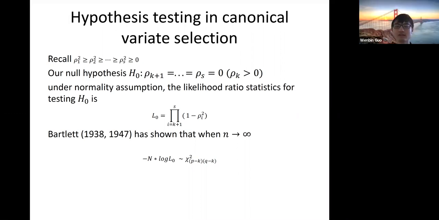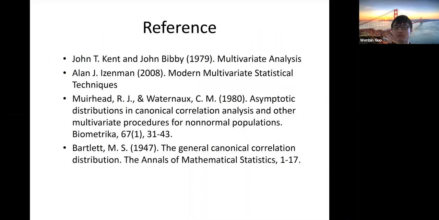Yes. So this one will be 0, and under the normality assumption, the likelihood ratio statistic can be written as this. And in Bartlett's derivation, we found that when n is large, this can be approximated by the chi-square distribution. And yeah, that's basically my presentation.